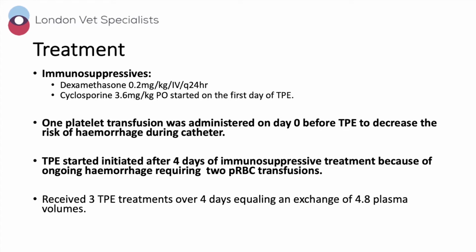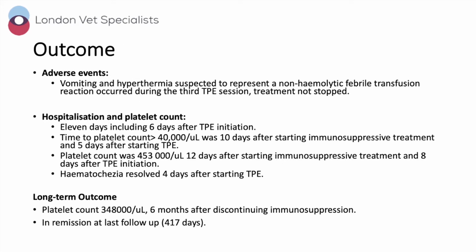And TPE was started 4 days after immunosuppressive treatment because of ongoing hemorrhage. It did require 2 packed red blood cell transfusions in this time, and it received a total of 4.8 plasma volumes in exchange. This dog showed a different adverse event, which was vomiting and hypothermia, and suspected to represent a non-hemolytic febrile transfusion reaction.